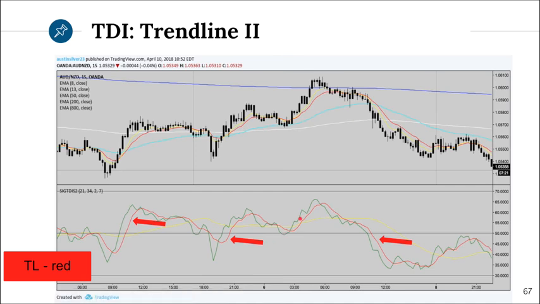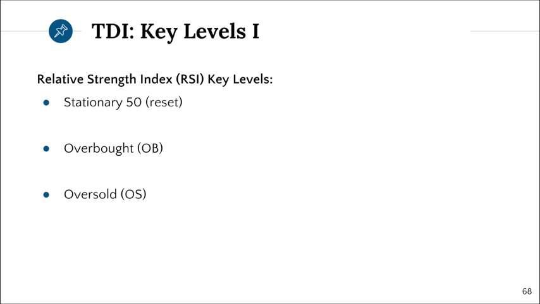So remember, RSI above liquid 50, above red trend line, so above yellow and above red, means we're looking for long opportunities. RSI below liquid 50 and below trend line, so below yellow and below red, like down here, we're looking for short opportunities. There are 3 key levels that go into the RSI that structure the entire TDI.